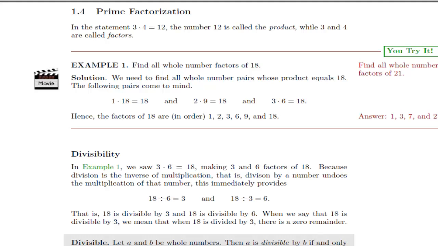Example 1. Find all whole number factors of 18. Solution. We need to find all whole number pairs whose product equals 18. The following pairs come to mind. 1 times 18 equals 18, 2 times 9 equals 18, and 3 times 6 equals 18. Hence, the factors of 18 are, in order, 1, 2, 3, 6, 9, and 18.